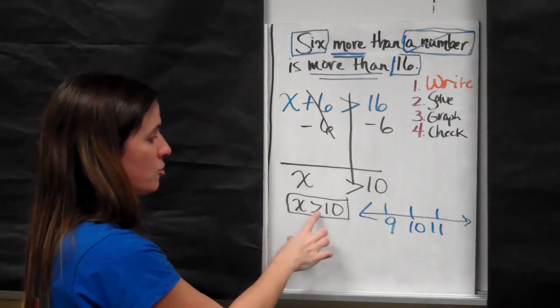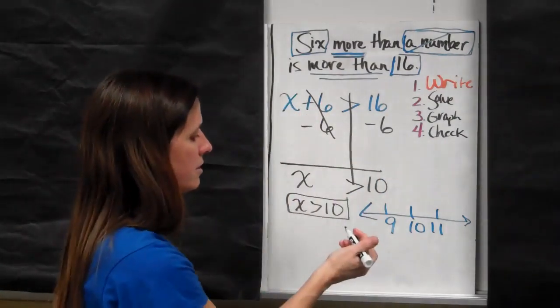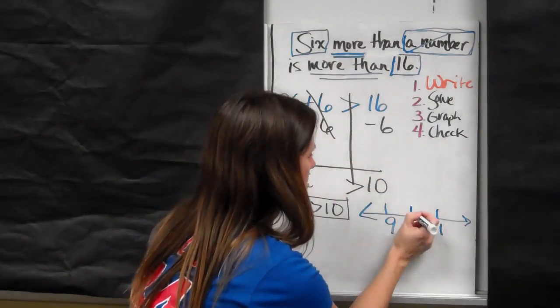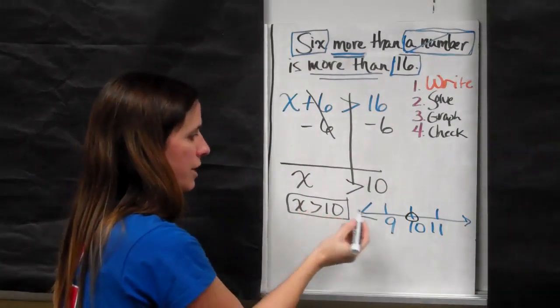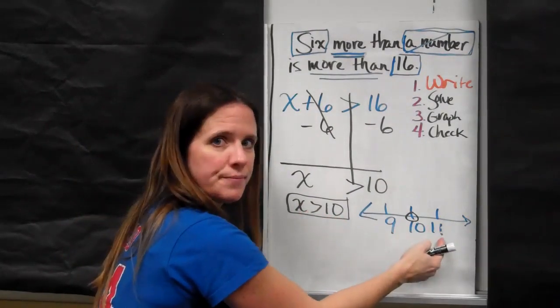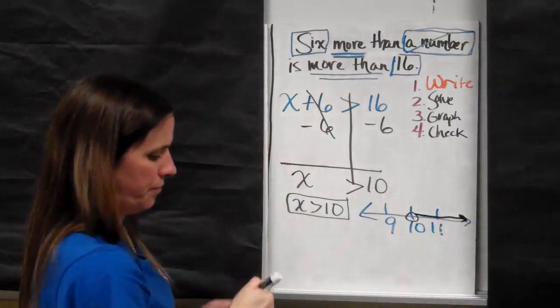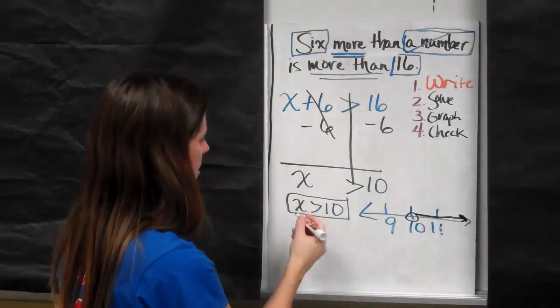This is x is greater than, there's no equal to. So what kind of circle does that give us? That gives us an open circle. And x is greater than 10. Which is greater than 10? 9 or 11? Hopefully you said 11, so we're going to shade to the right. Okay, and then our check.